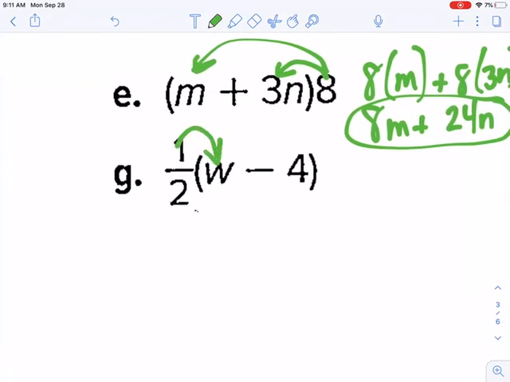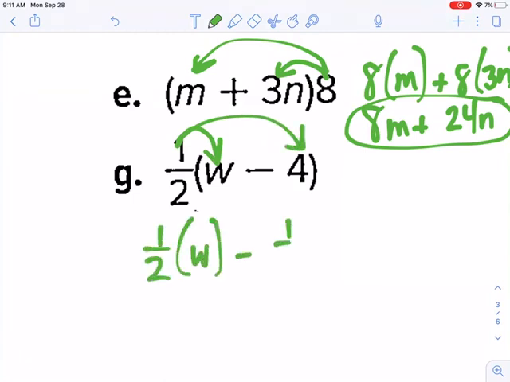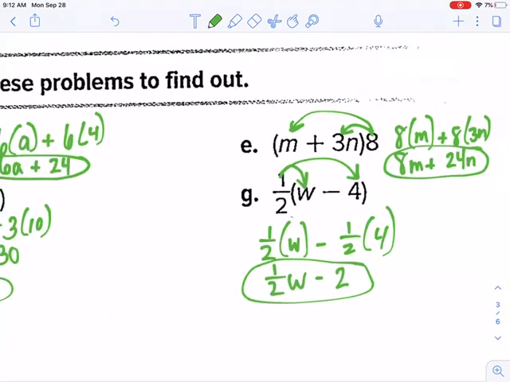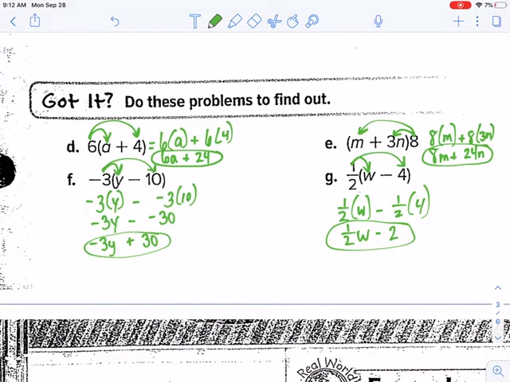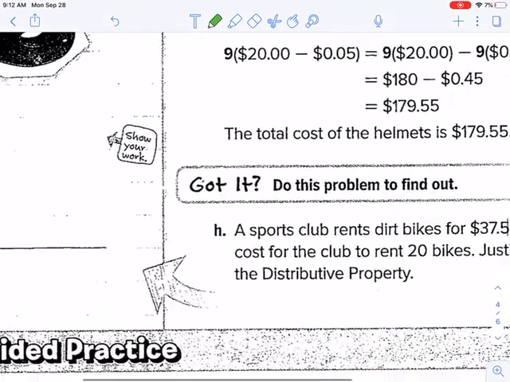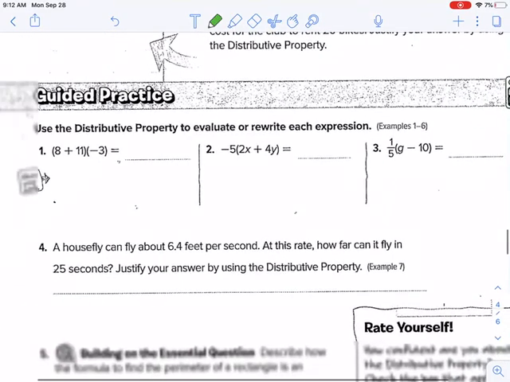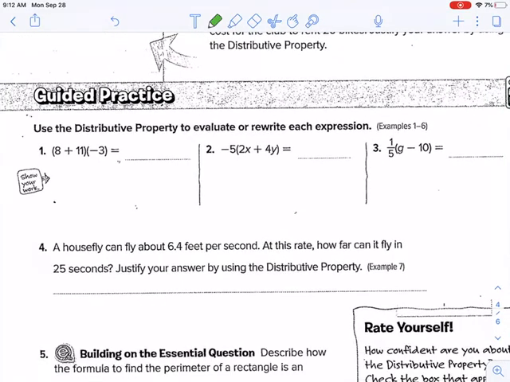And letter G, 1/2 times W and 1/2 times 4. So 1/2 times W, 1/2 times 4. 1/2 of 4 is 2. You would just leave it like this because the 2 does not have a W with it. All right, and we have just some guided practice there if you want to do 1, 2, and 3 there as extra practice.